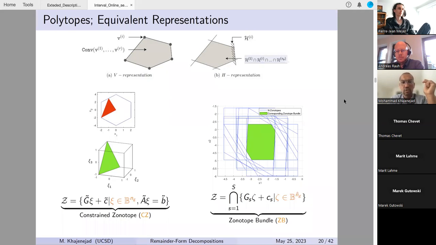And also you need to do some type of transformation between these two representations of zonotopes, constraint zonotopes and zonotope bundle. That is also computationally complex. So with all these, this is not very efficient, right? This is the main shortcoming of this, and that's why I showed it.